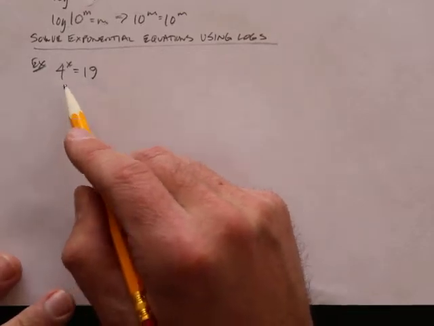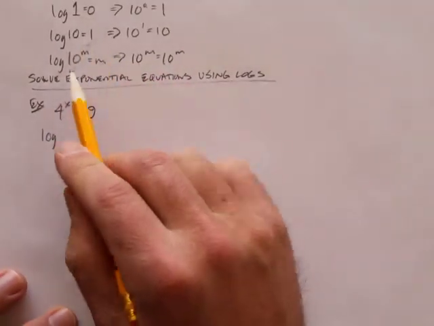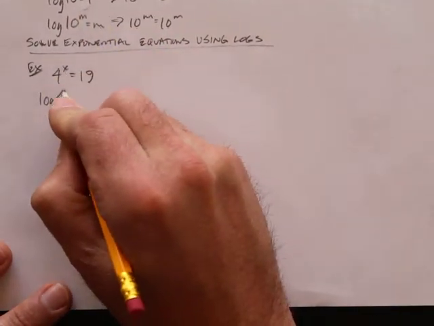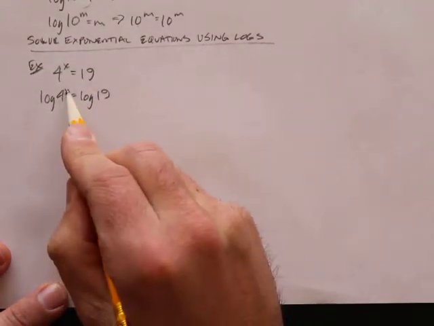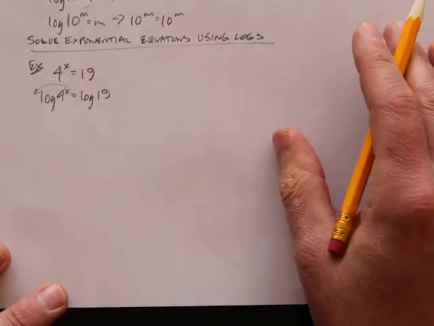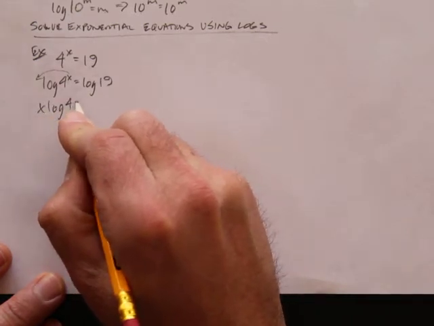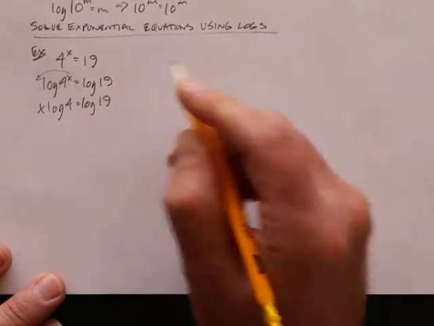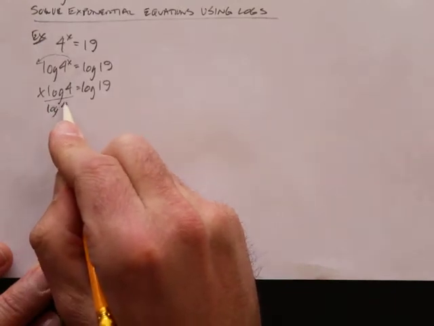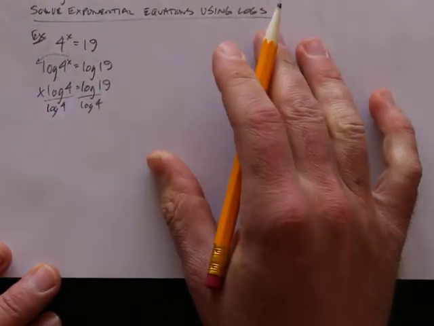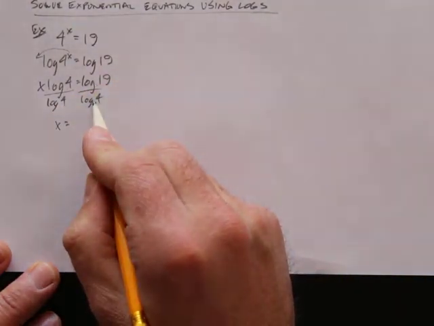So what I can do here is take the log of both sides. I'm going to take the common log, log base 10, of 4 to the x power equals log base 10 of 19. And I'm going to use my power property to take this x and put it over here. And so now I have x times log of 4 equals common log of 19. Now all I need to do is divide both sides by log of 4. And so I have x equals the log of 19 over the log of 4.